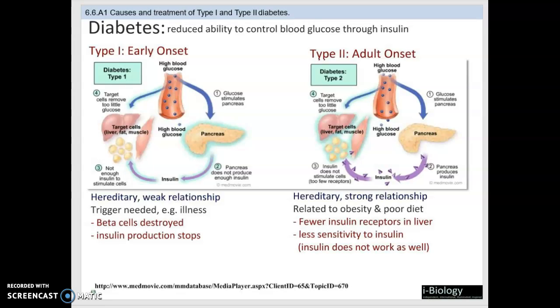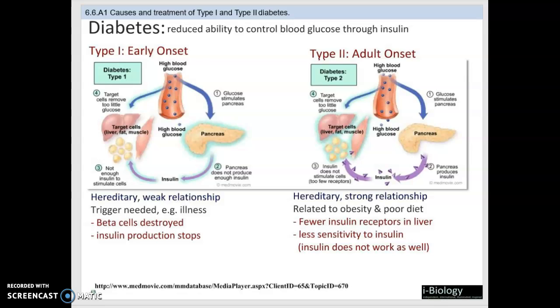Diabetes is one of the things that will be associated with insulin, and there are two types. Type 1 is early onset. There may be a hereditary link. We're not really sure. It's kind of a weak relationship. It's more like an autoimmune disease, which leads to the beta cells being destroyed, which means insulin production will be low or it stops completely. So when you eat lots of high sugar stuff, your pancreas might detect it, but it doesn't produce enough insulin, which means the glucose level doesn't go down, and that can do a lot of damage to the body.